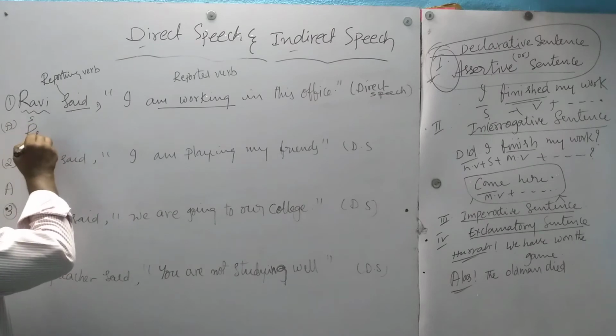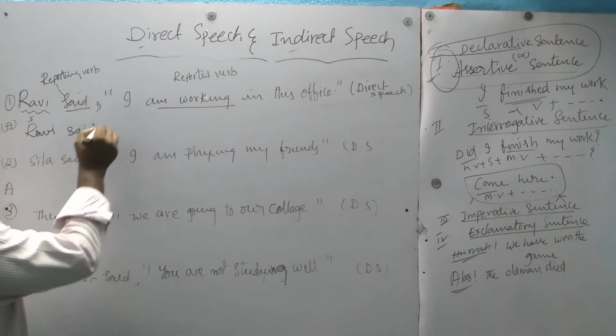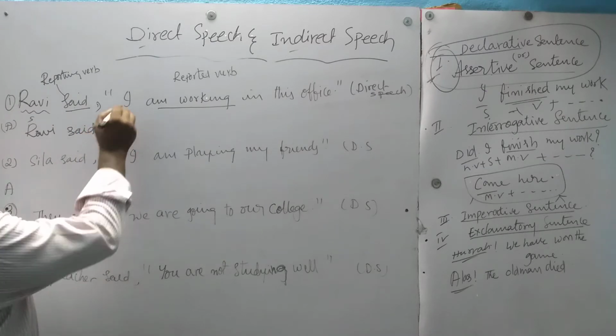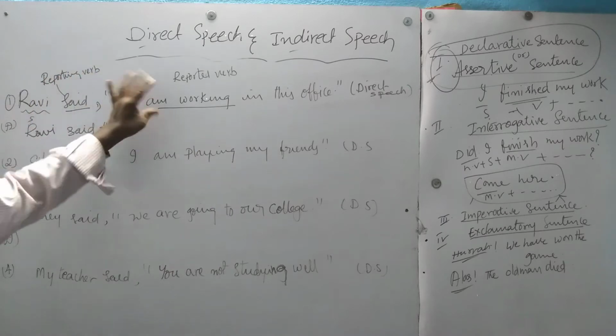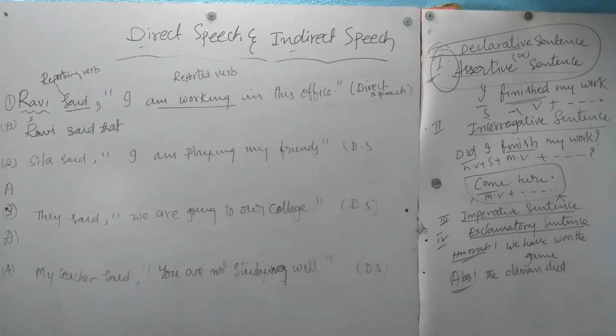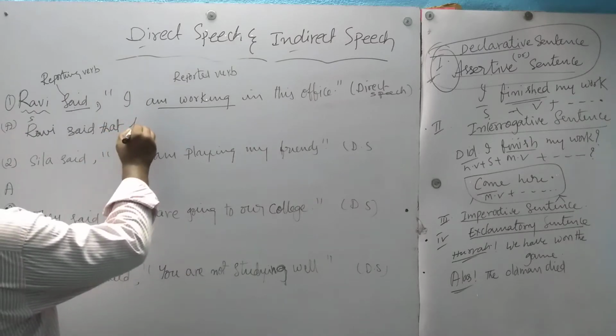That's why the answer is: Ravi said that. "Said" is there, directly we write "said that." The inverted commas we have to remove. We have to join the two clauses with the conjunction "that," a linking word. I refers to Ravi, and Ravi means he.